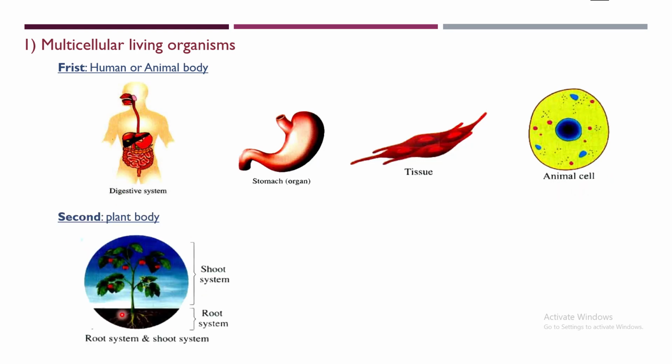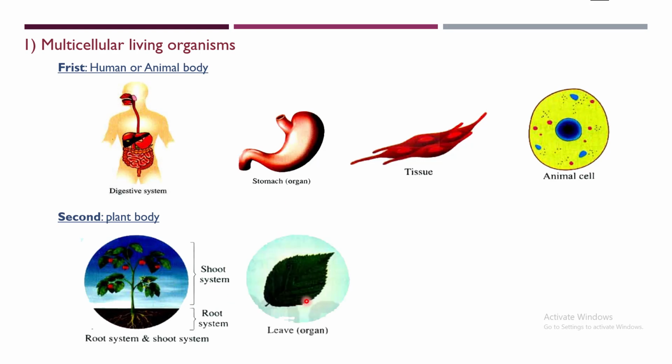Second, the plant body. If we have a plant in this picture, it consists of two parts. The first part is the root system, and the second part is the shoot system. The root system contains the roots of the plant, and the shoot system consists of the green parts and the fruits. Okay, what about the organs in the plant?